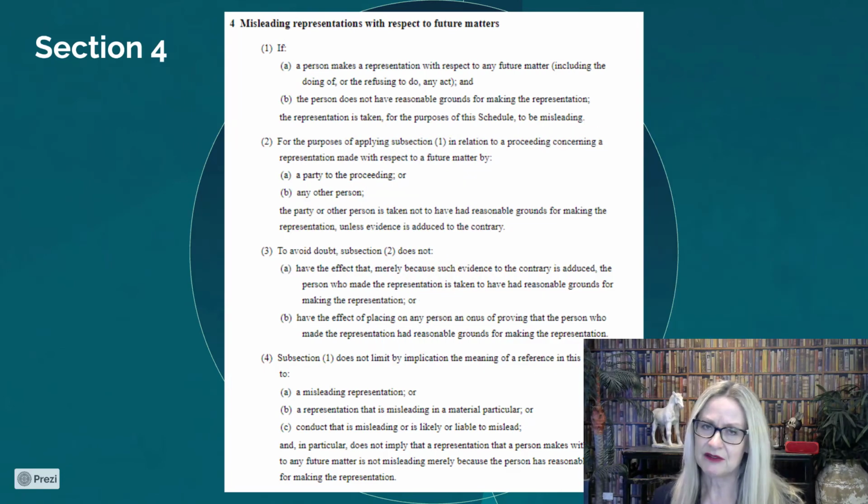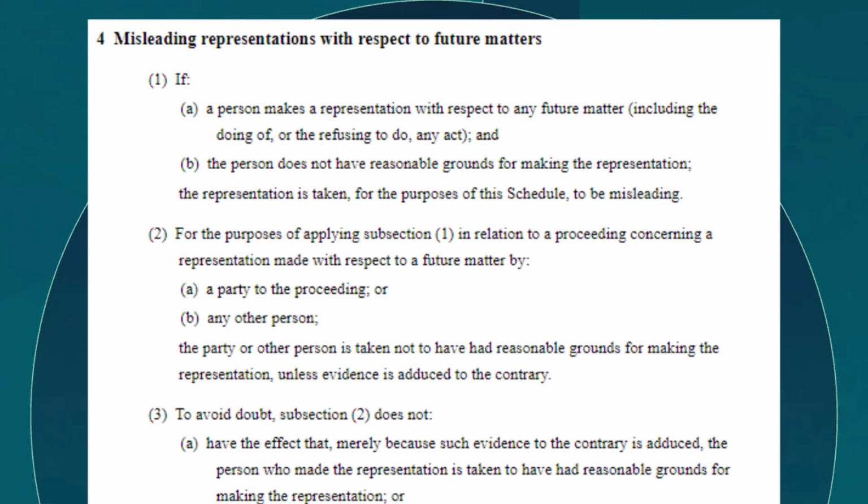And this is an evidentiary provision, and it certainly does help plaintiffs when they are trying to make a case of a misleading representation about things that are going to happen in the future. Have a look at this. It says, if a person makes a representation with respect to any future matter, and the person doesn't have reasonable grounds for making that representation, the representation is taken for the purposes of the schedule to be misleading. It's taken to be misleading. That is, it is presumed to be misleading. So it all turns on having reasonable grounds.